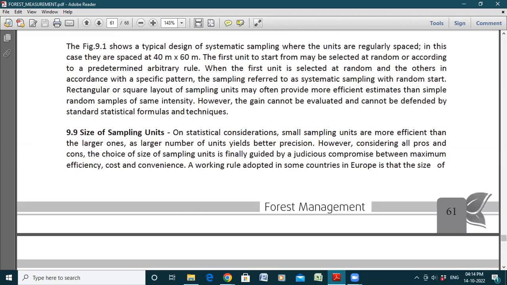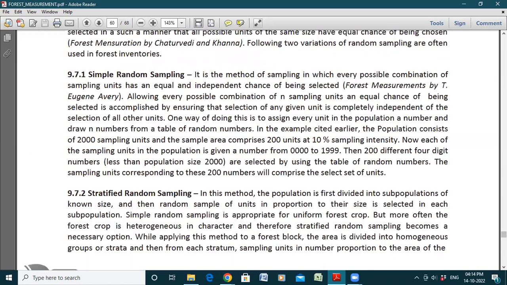So these things you should know while you go for attempting the MCQs on the paper forest mensuration.